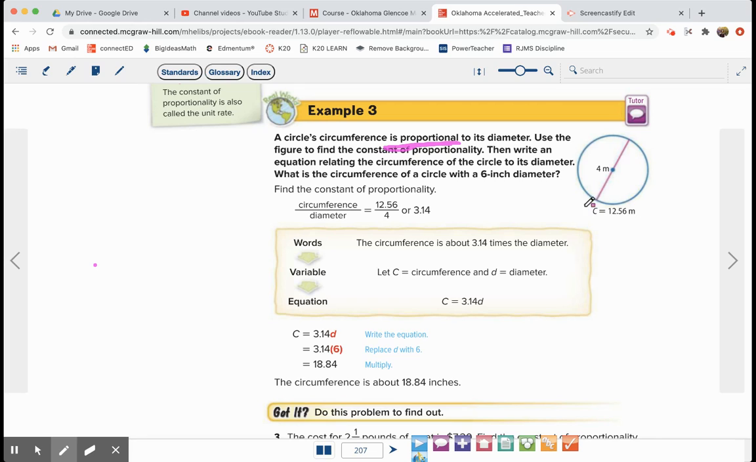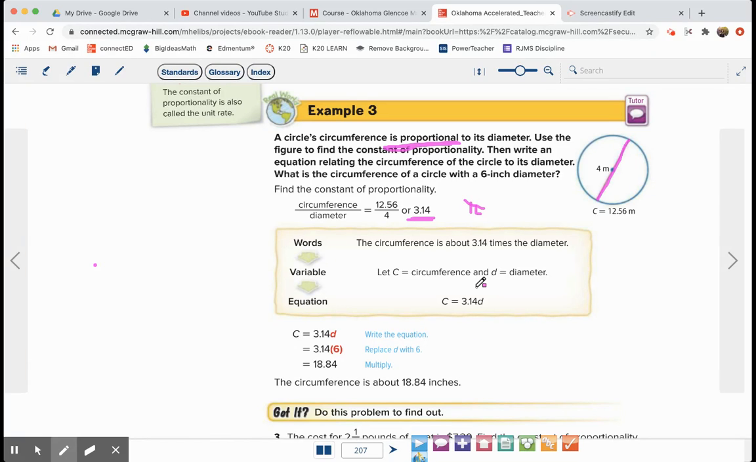So I take that from this figure. The circumference, C, says let C be the circumference, is 12.56 over the diameter. Diameter is what goes all the way across a circle. Radius just goes halfway across. So they gave me a diameter of 4. So if we do 12.56 divided by 4, we get 3.14, which should maybe look a little familiar because that is the number we use for pi.